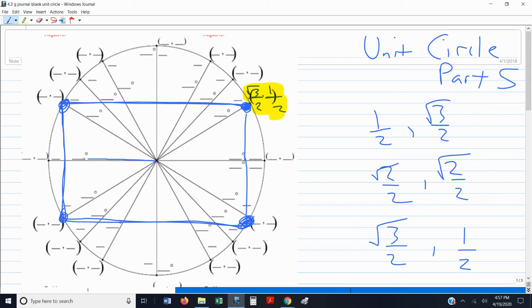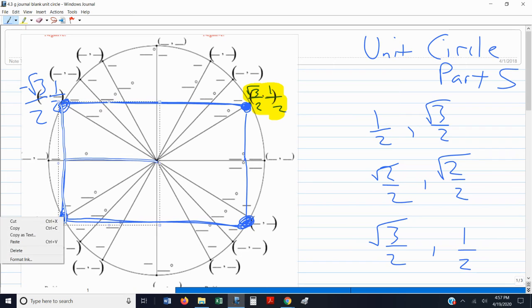In quadrant 2, you have a negative x and a positive y. So all you do is make the x negative and leave the y positive. It's still root 3 over 2 and 1/2, it's just that the x became negative. When you go to quadrant 3, think about what those signs would be. Quadrant 3, you have a negative x and a negative y. So you're using those same numbers, negative root 3 over 2, and then negative 1/2.